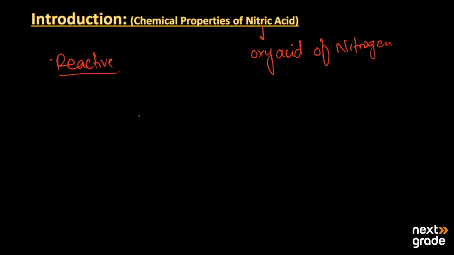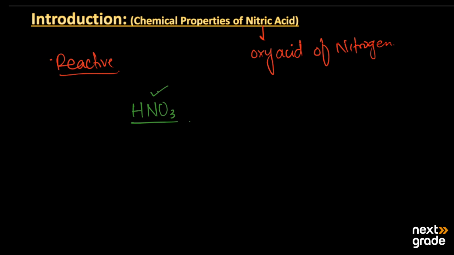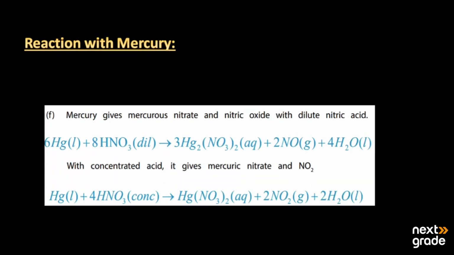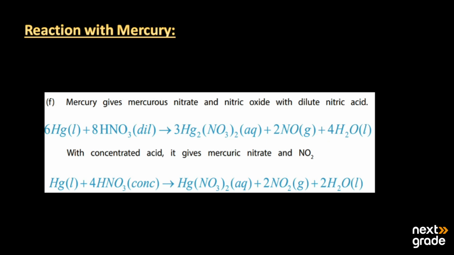On the other hand, when we draw its structure, it is HNO3, which is its molecular formula, and the central nitrogen atom is present in it. Now, how does it chemically react with different types of substances? Half of them we have already learned in the previous lesson, and the remaining ones we will learn today. So the first one is its reaction with mercury.